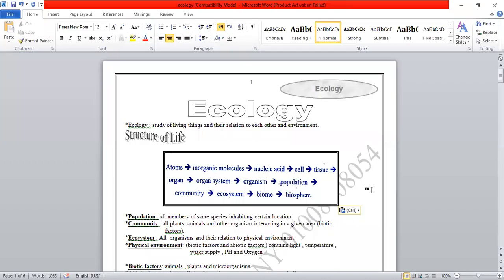Our session today is about ecology. What is ecology? Ecology is the science of studying the relations between living creatures and the environment in which they live.